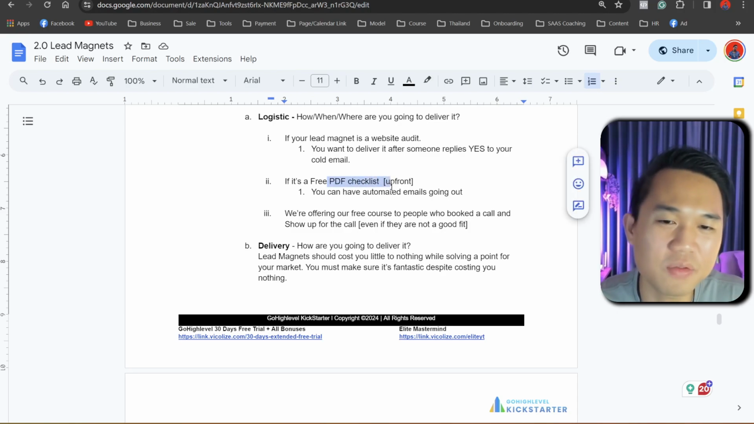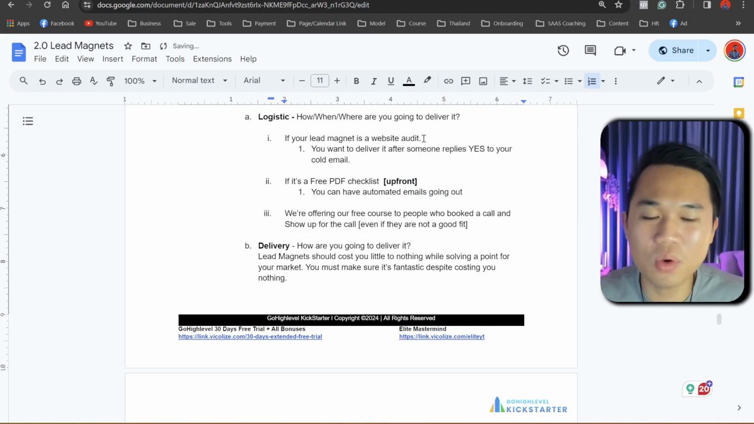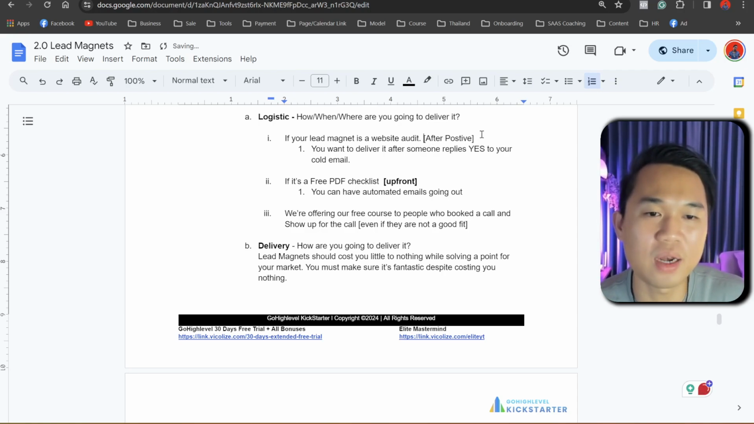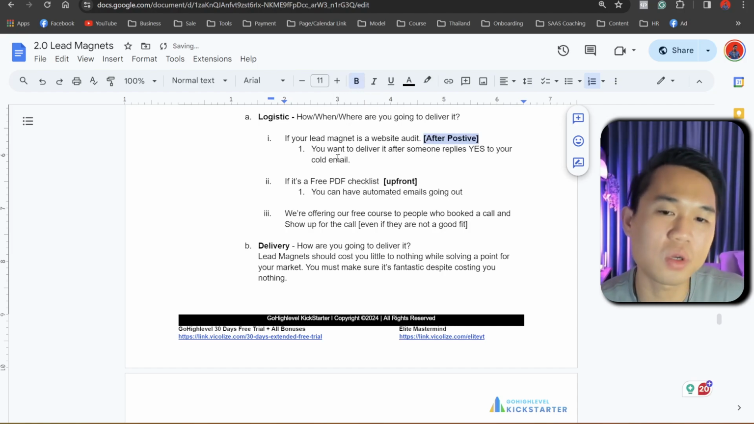If it was a PDF, you can give it to everyone. It's fine, right? You can automate it through email going out, so you're doing it upfront. This one is more like after a positive reply, right? So this is a question of how and when. We're answering ourselves here. When are we going to give it? And how are we going to give it, right?